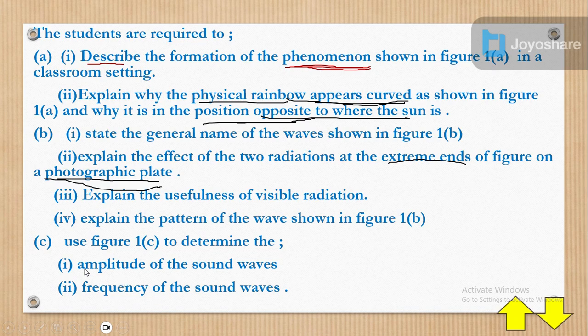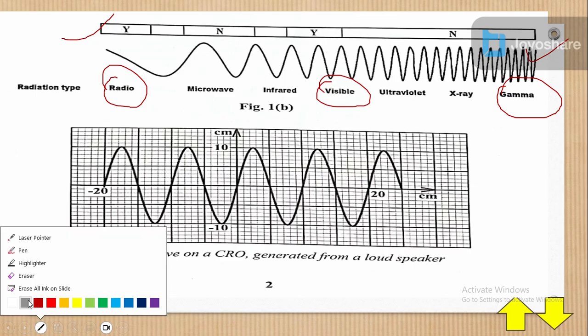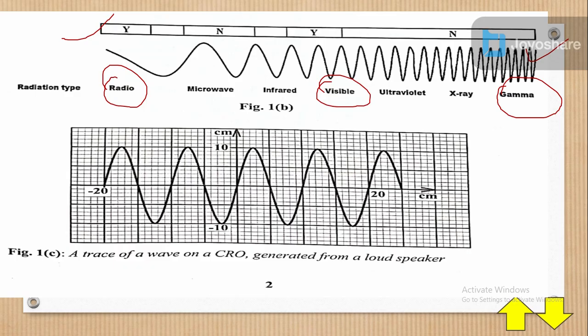Part C, Roman number 1 says, use Figure 1C to determine the amplitude of the sound waves. So let's go to Figure 1C and see how we can get the amplitude of the sound waves. Now, where do we get the amplitude? The amplitude is the maximum displacement above the mean position. The mean position is this line.